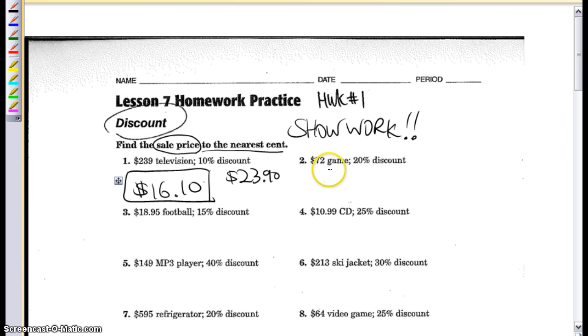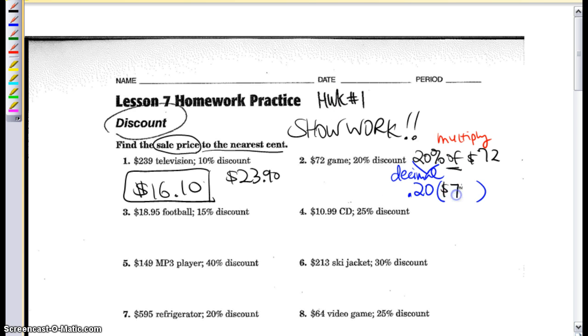If I have $72 and I want to take a 20% discount, that is basically saying I want to take 20% of the $72 that I have. Now the word "of" in math means multiplication. So I'm going to multiply 20% times 72. First I want to change 20% to a decimal. The decimal for 20% is 0.20 times, in parentheses, the price that is $72.